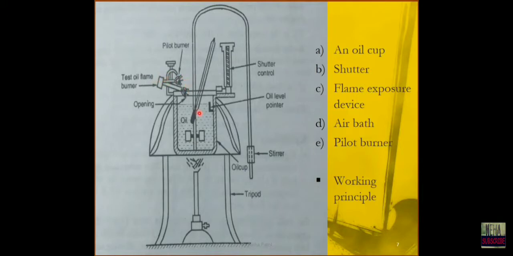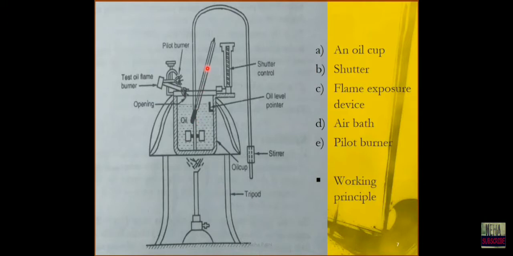Now what happens is, let's say the temperature rises to 50 degrees and I want to check whether the flash point has arrived or not. As soon as I see 50 degrees here, I'll move the shutter control. When I move the shutter control, this opening opens and the vapors of the oil start going up and come out. Here they come in contact with the test flame burner, and you have to observe what is happening. If nothing happens, you just close the shutter control and that's it. Start raising the temperature again.